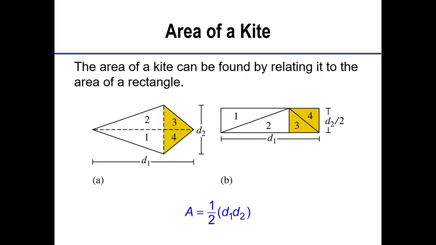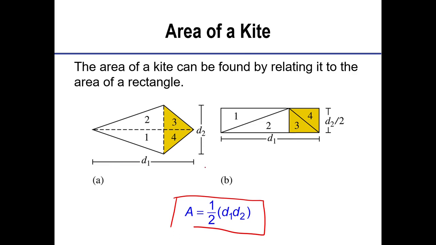The area of a kite can be found by relating it to the area of a rectangle. Here is the figure of a kite, and if we were to cut it up and rearrange it, you would actually get a rectangle. Notice that the area of 1 and 2 can be combined together to make a rectangle, and the area of 3 and 4 can also be combined together to make a rectangle. So the area of a kite is given as 1/2 d1 times d2.